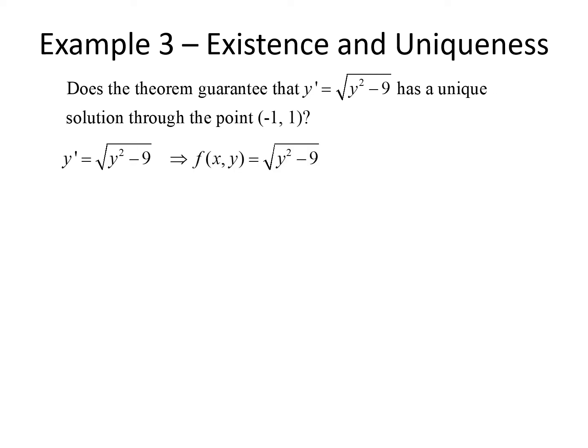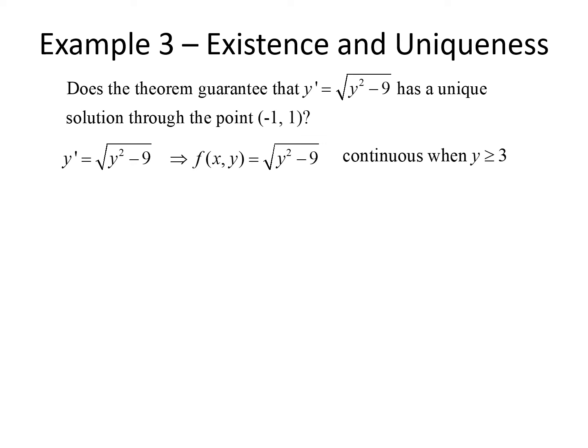So that means that f is going to be square root of y squared minus 9. All right, so the theorem will guarantee a solution through that point, negative 1, 1, if both f and the partial of f with respect to y are continuous at that point. So let's examine the continuity of the square root of y squared minus 9. In order for that to be continuous, we need whatever's underneath the radical to be bigger than or equal to 0. So this will be continuous when y is bigger than or equal to 3.